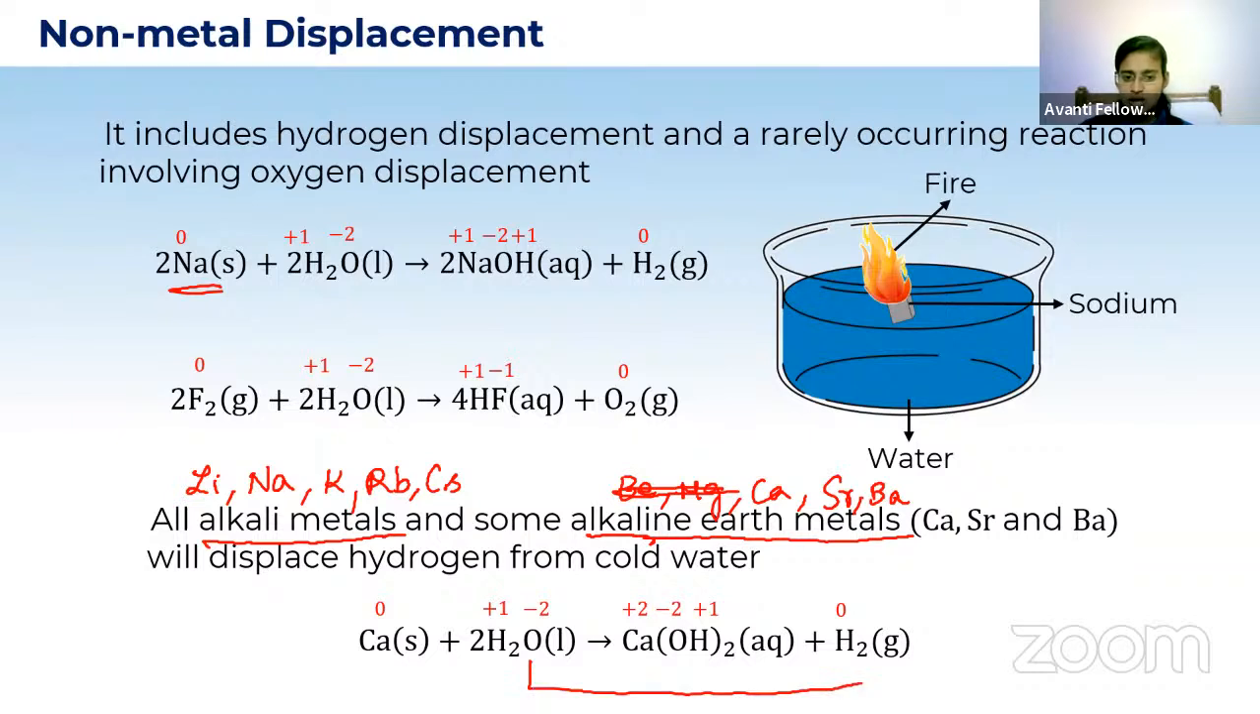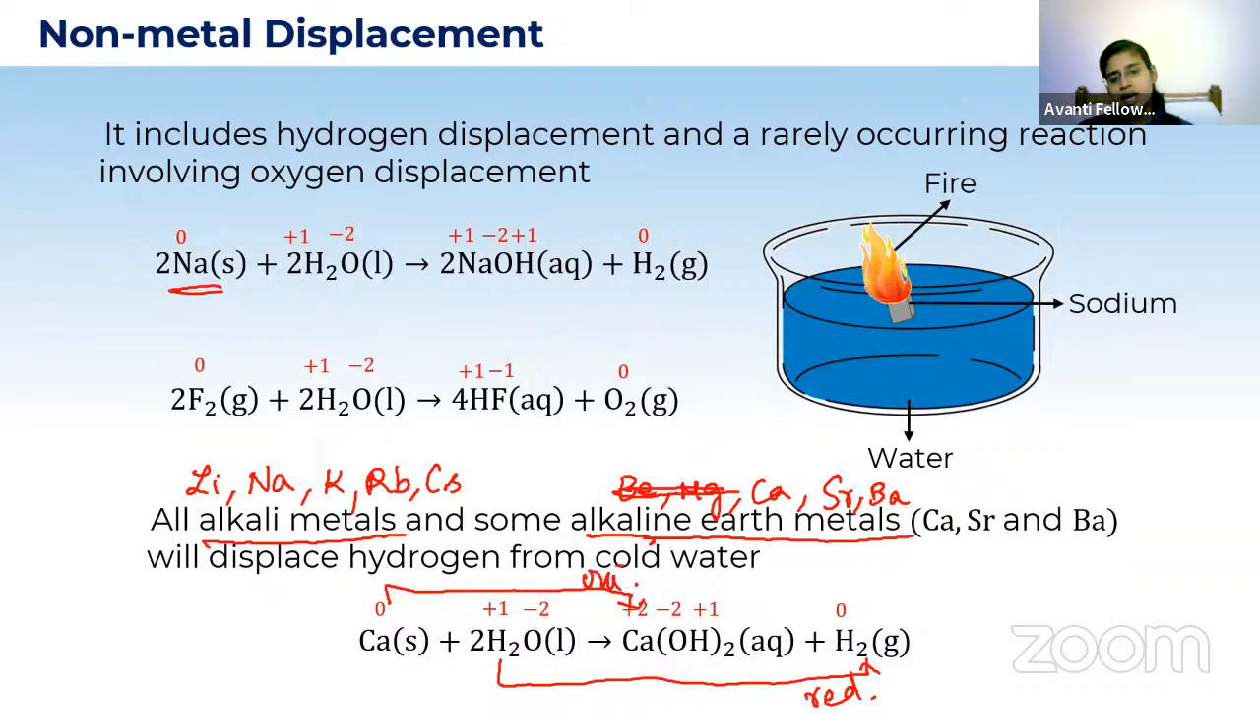Not oxygen, hydrogen. Hydrogen from +1 state is going to 0 state, from +1 to 0. So +1 to 0 means it is a reduction, right? 0 to +2 means calcium oxidation. It is an example of a redox reaction which will come under non-metal displacement.